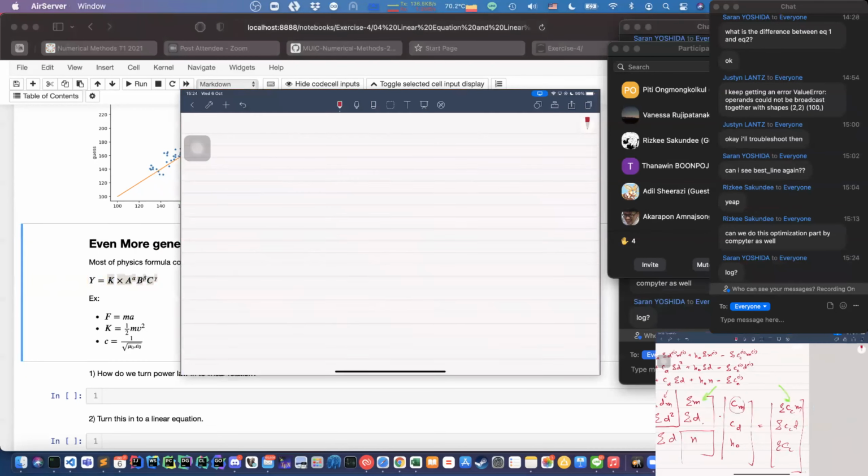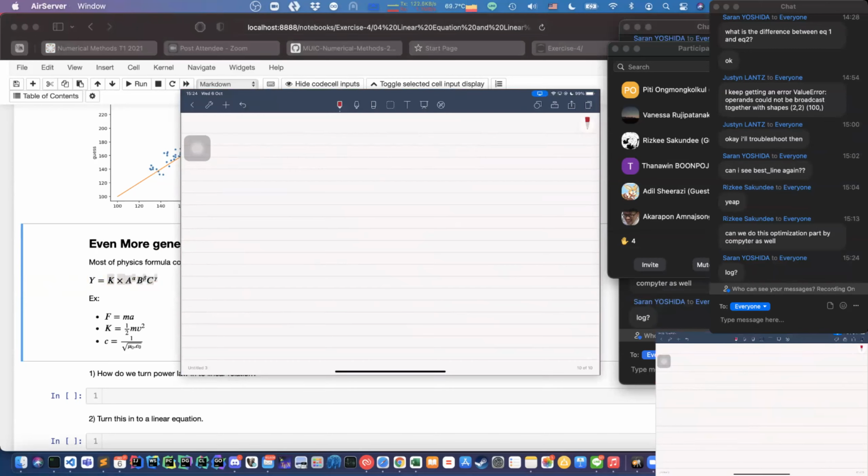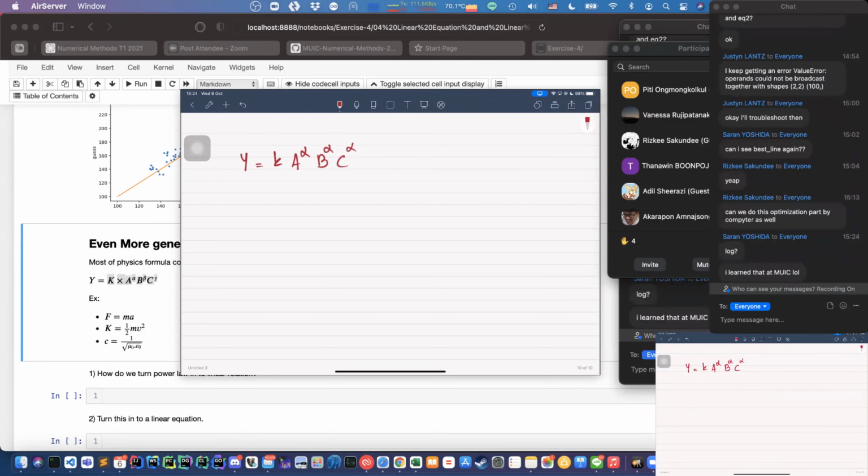Take the log. Very good. That means you learn something in math, right? So if we have y, whatever the physics that we're trying to guess, is k a to the alpha, b to the beta, and c to the gamma, right? If you take the log, then log of y is going to be log of k plus alpha log of a plus beta log of b plus gamma log of c. Let me put all the i in, so it looks more familiar to you.